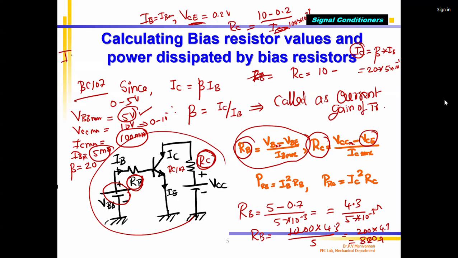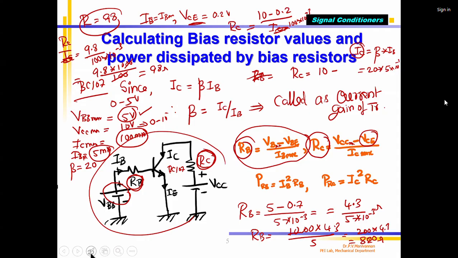So my RC equals 10 minus 0.2, that is 9.8, divided by 100 into 10 power minus 3. That is 9.8 multiplied by 1000 divided by 100, which gives 98 ohms. So RC equal to 98 ohms. Now I have designed my transistor amplifier.